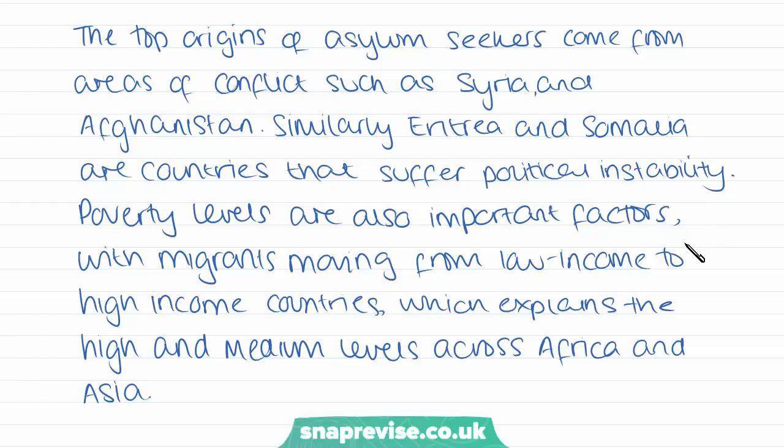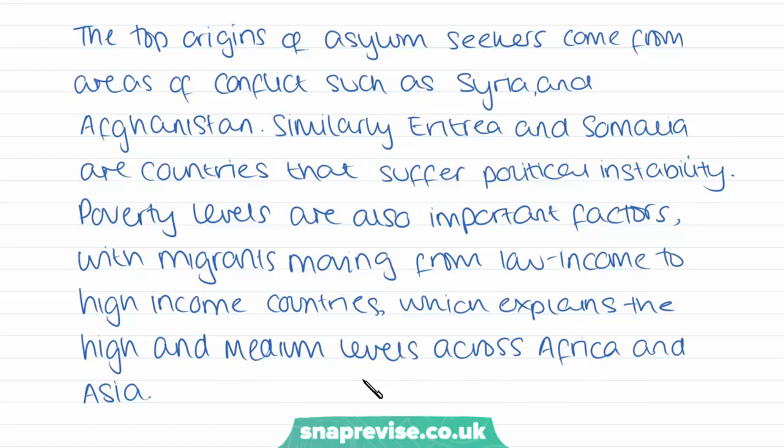So now moving on, I'm going to discuss some of the data from the graph. And I've said the top origins of asylum seekers come from areas of conflict, such as Syria and Afghanistan. So this is using some of your own knowledge about political trends at the moment and current affairs. And then I've said similarly, Eritrea and Somalia are countries that suffer political instability. Poverty levels are also important factors, with migrants moving from low-income to high-income countries, which explains the high and medium levels across Africa and Asia.